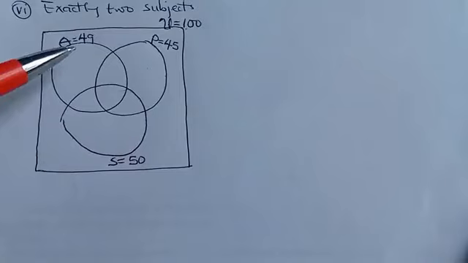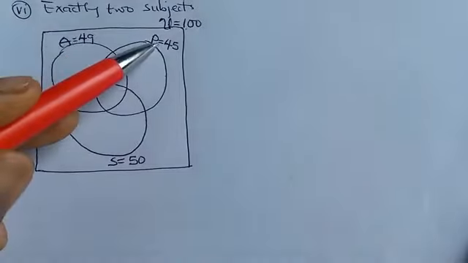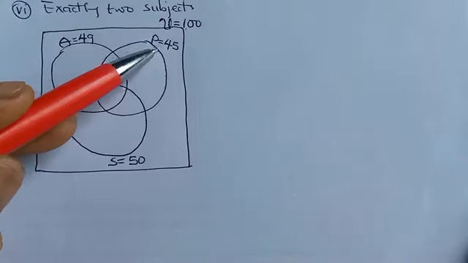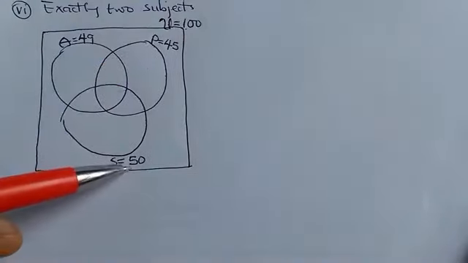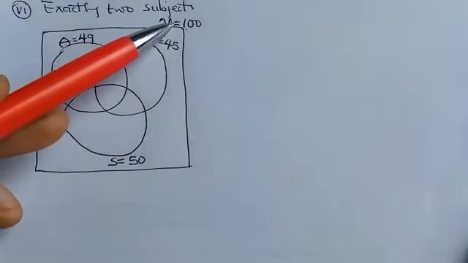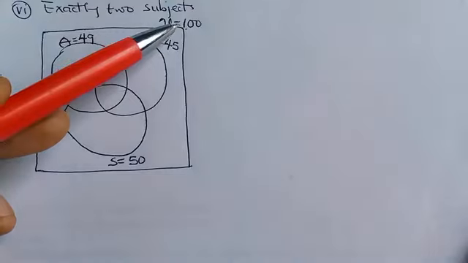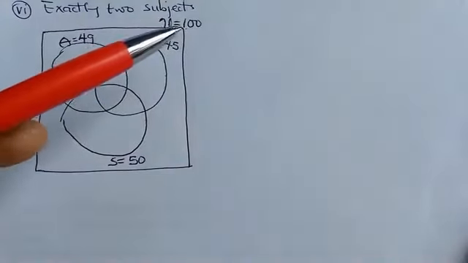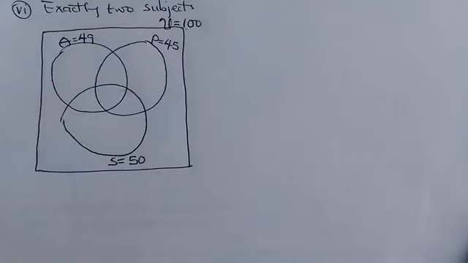If not, when you look at this, 49 plus 45, this is already 94, plus 50, you're having 144. And the universal set given to you, the total number of students, a survey covers only 100 students, indicating that there are some students that offer more than one subject, and possibly not just two subjects only, but some of them that offer three subjects.